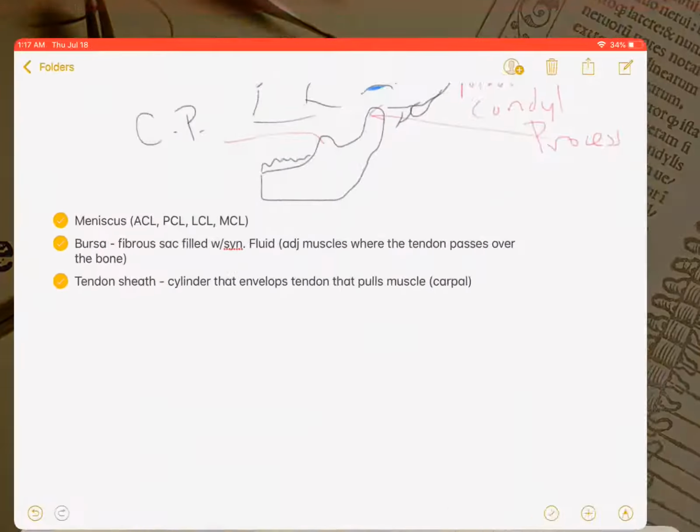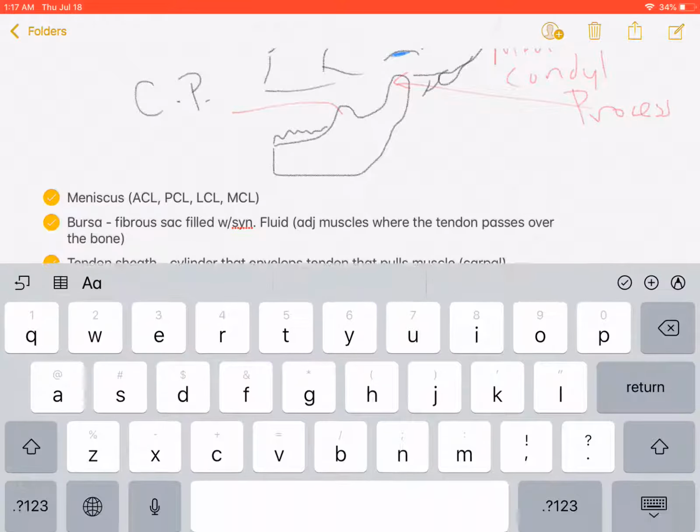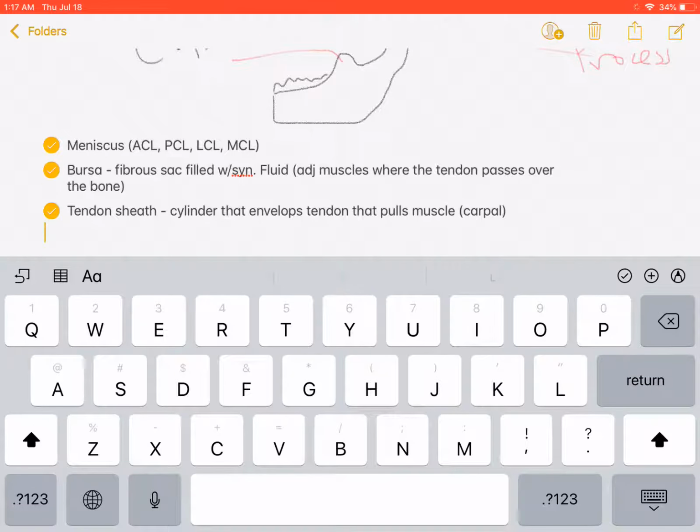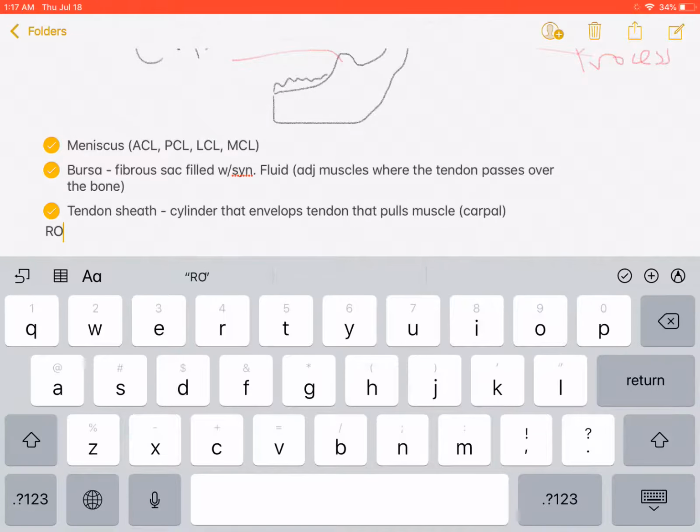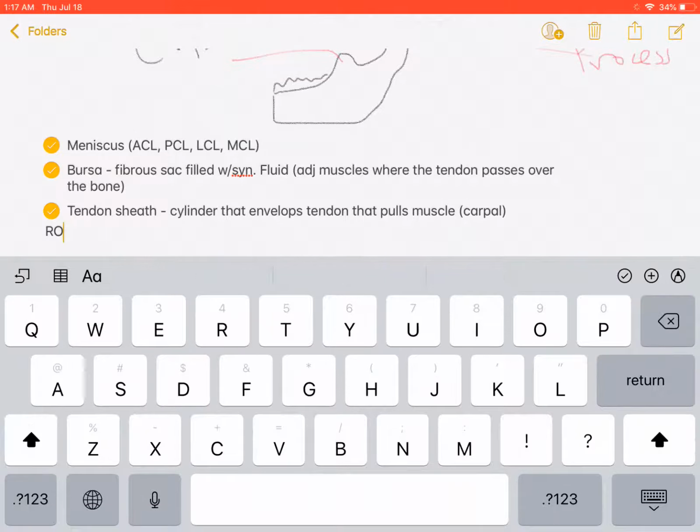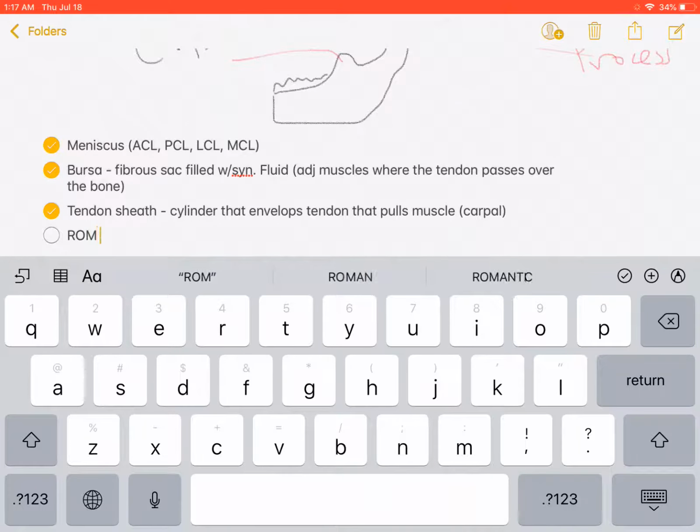Now we're going to go over range of motion, or ROM. Your range of motion is the amount of mobility in a joint.